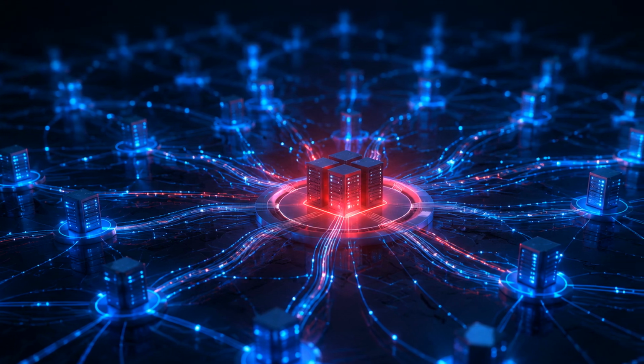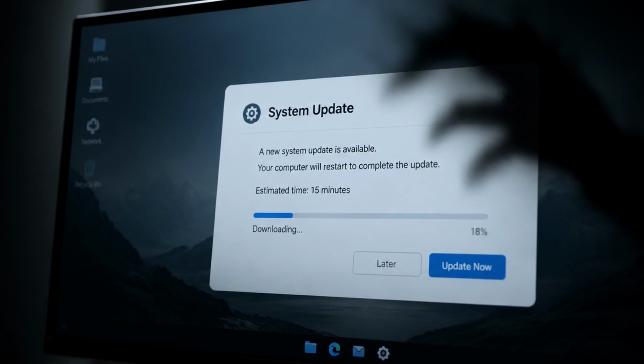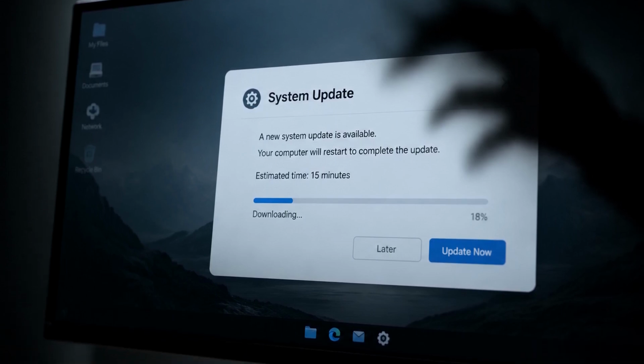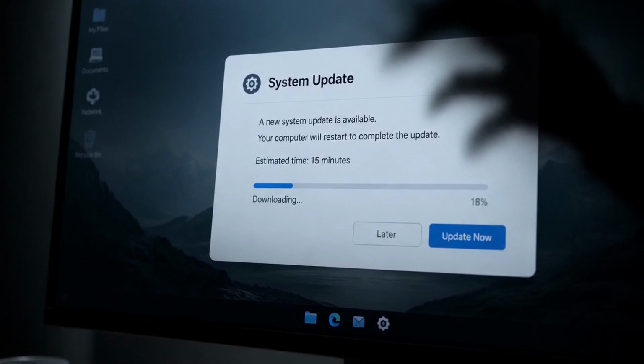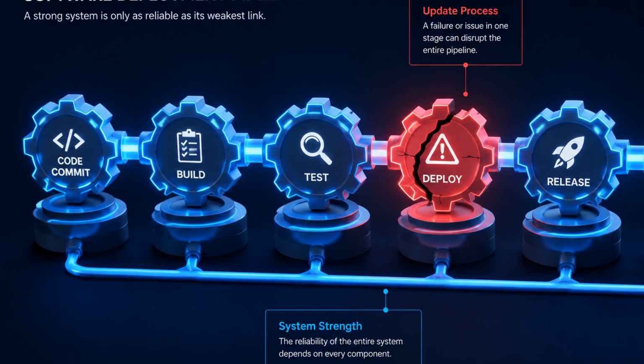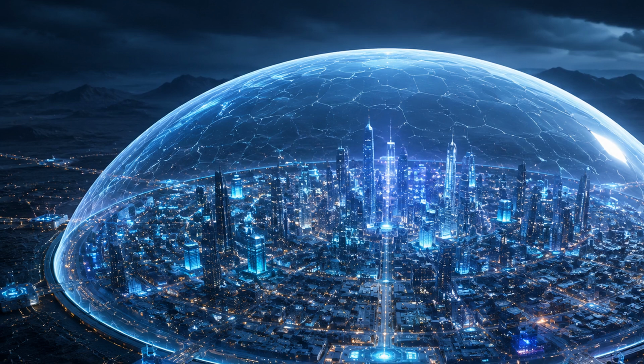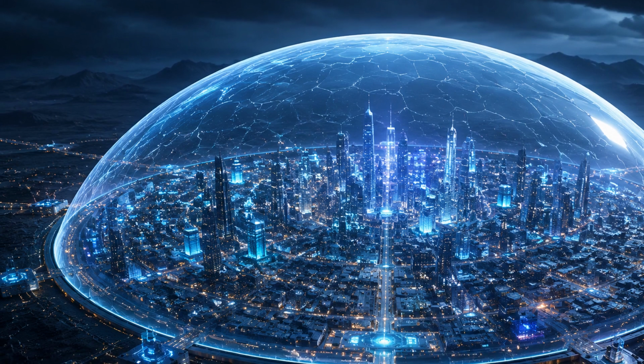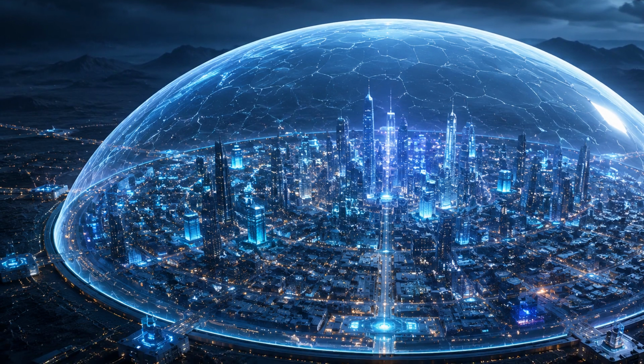requires constant vigilance. The next time you see an update notification, remember the millions of machines that went dark on that July morning. It is a reminder that even the most sophisticated systems are only as strong as the processes governing their updates. We have created a world that is always on, but we have yet to master the art of keeping it always safe.